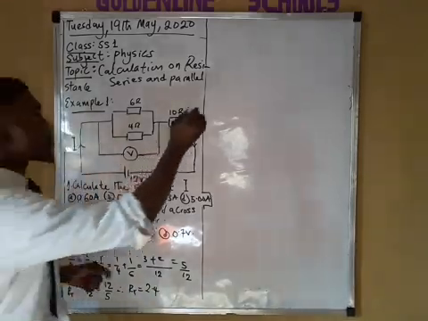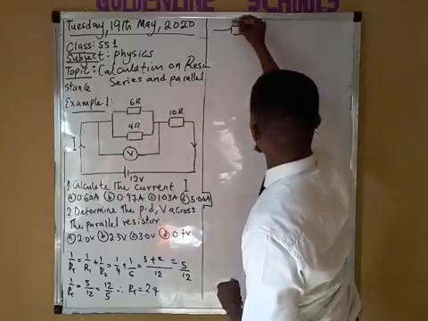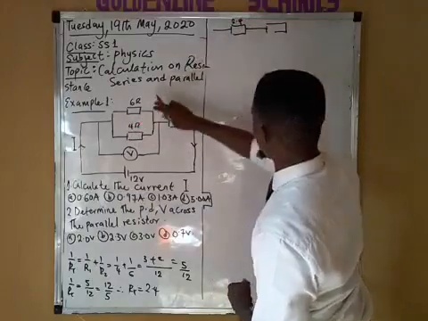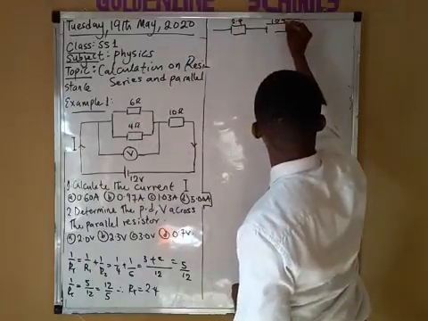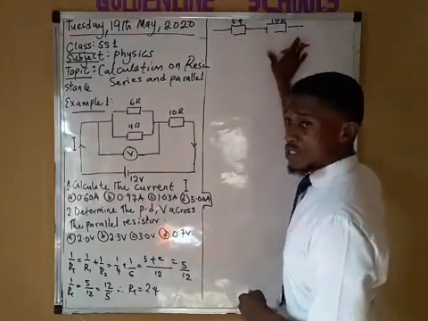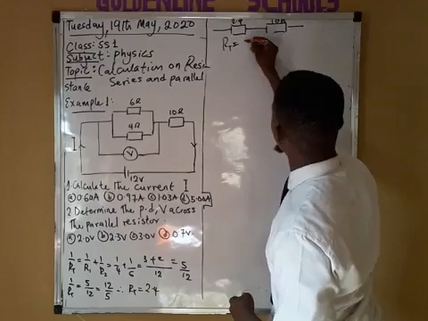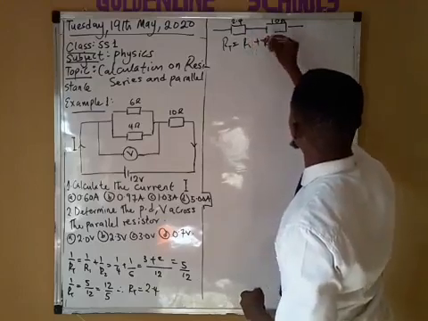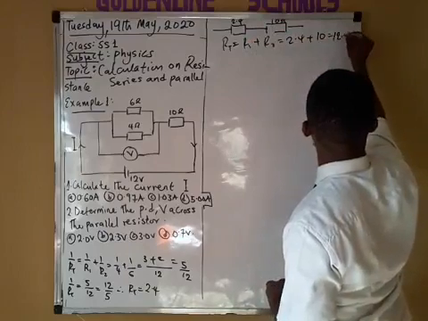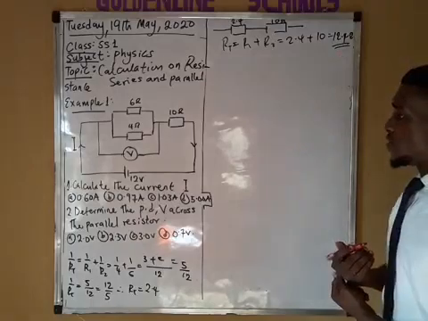Now, these two resistors are combined, and they give you 2.4, combined to this, which is 10 ohms. From here, you have resistors in series. For resistors in series, R_T is equal to R1 plus R2. That will give you 2.4 plus 10, which is 12.4 ohms. So you have 12.4 ohms as the effective resistance.